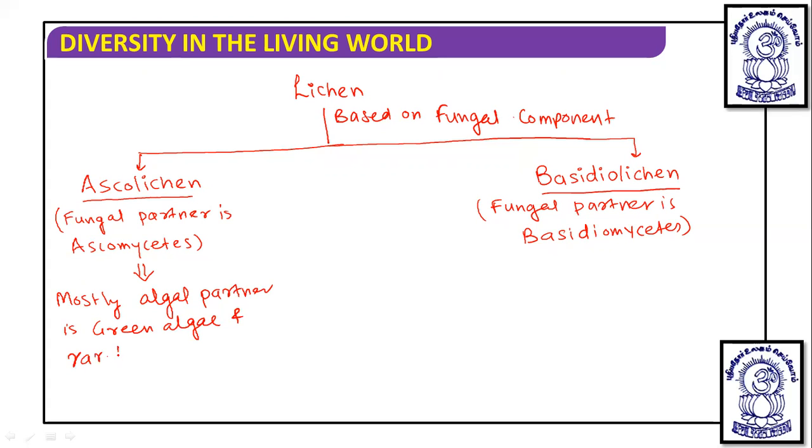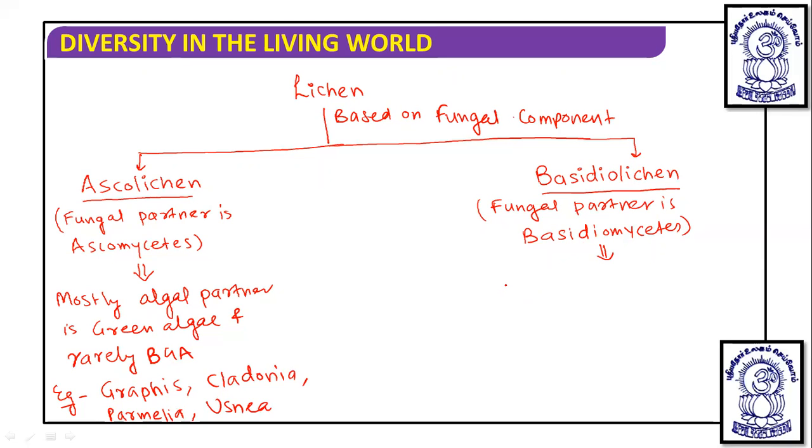And rarely blue green algae. Okay, so that is the thing which is known in case of the ascolichen. Now, if you talk about examples of this ascolichen, then some lichen like Graphis, Cladonia, these are lichen. Graphis, Cladonia, Parmelia, Usnea become ascolichen.